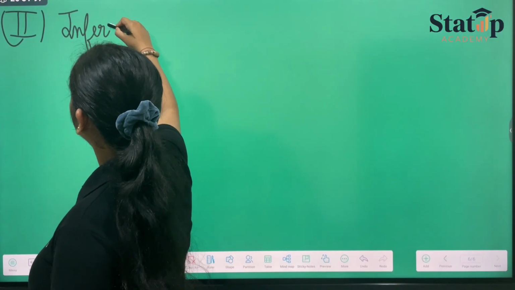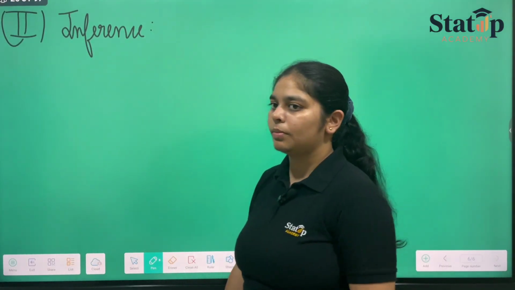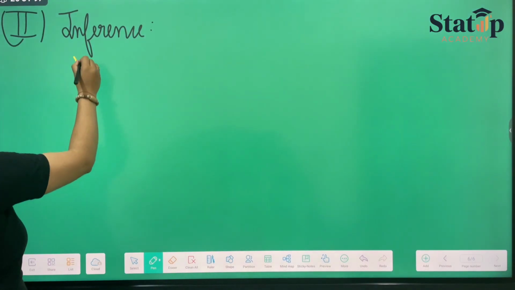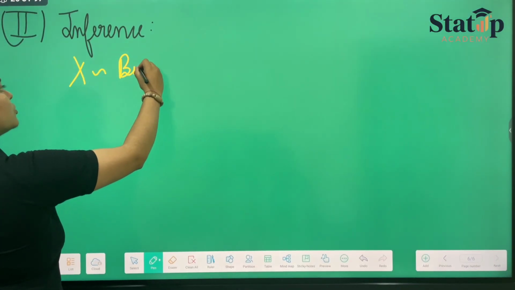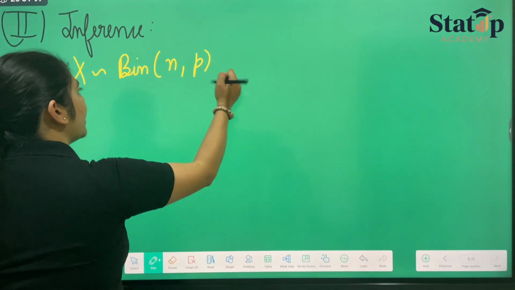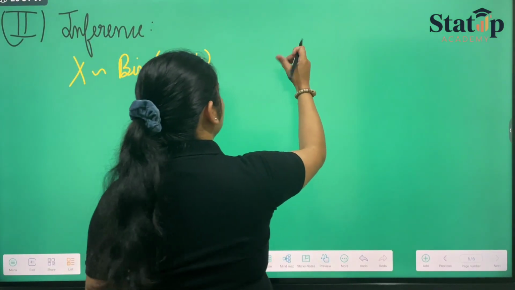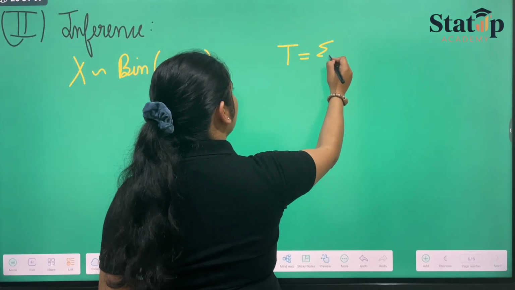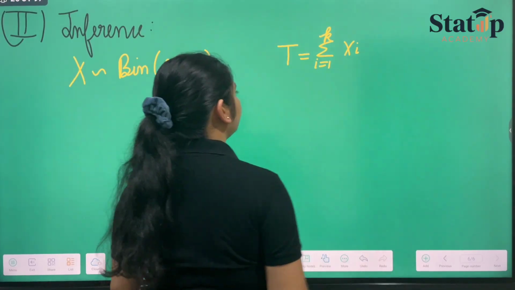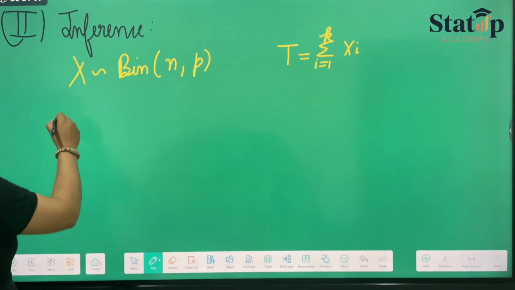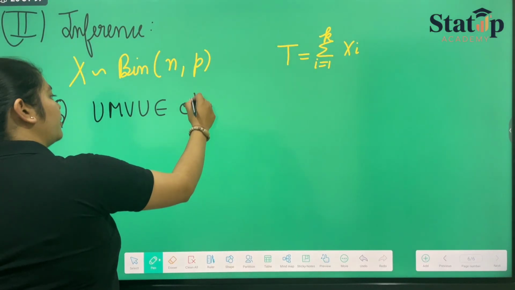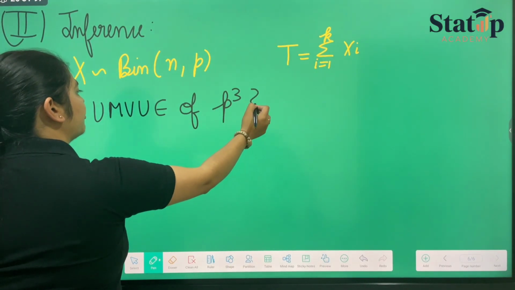If we talk about inference, then suppose we have been given X follows binomial distribution with parameters n and p, and we have been given a statistic T which is equal to summation Xi, i goes from 1 to, let us say, k. Suppose the question says that we have to find the UMVUE of p cube.